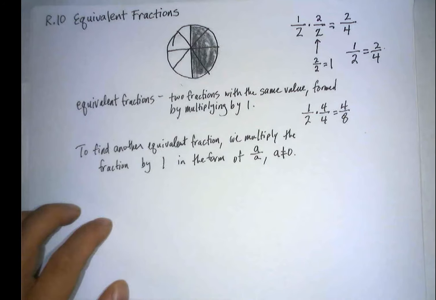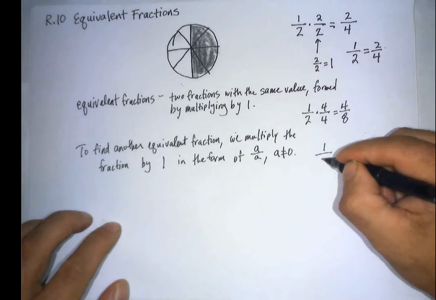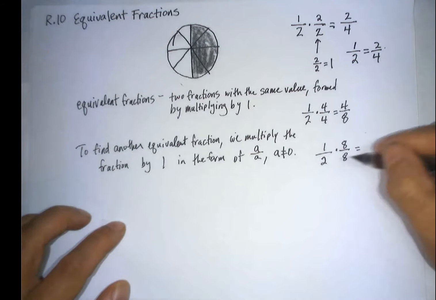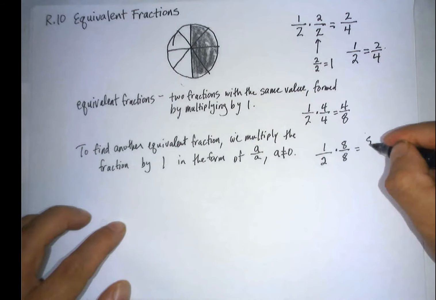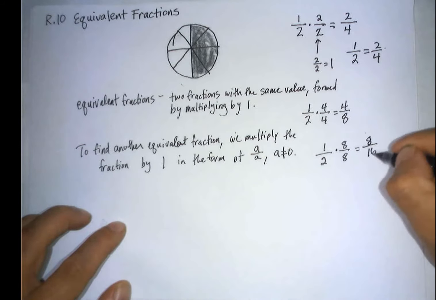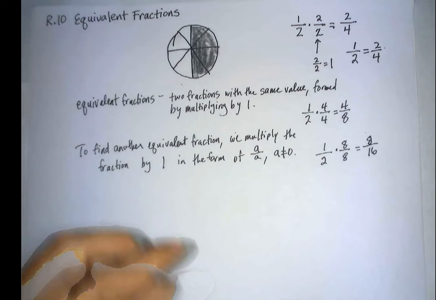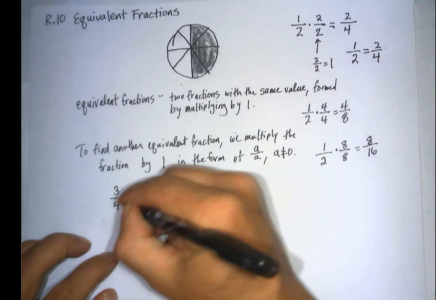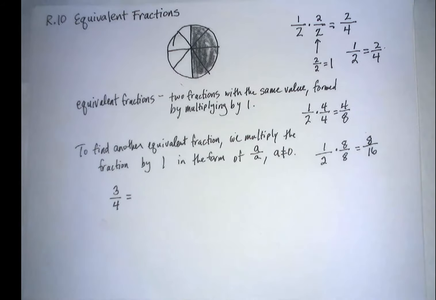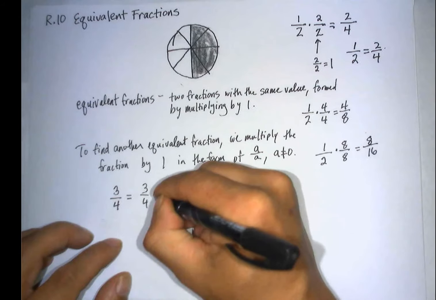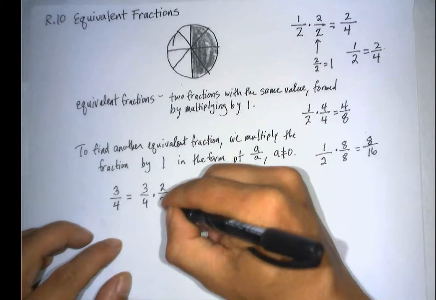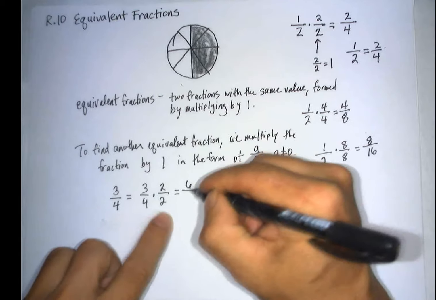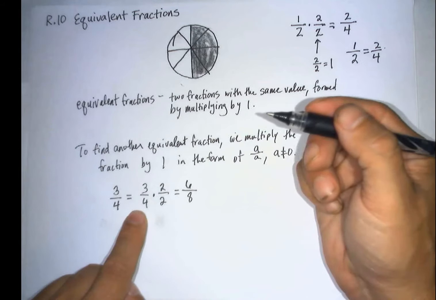Okay, so in other words, maybe I want to divide it again. What if I want 16 equal pieces of pizza? Well, 1 times 8 is 8, and 2 times 8 is 16. Okay. So these are all equivalent fractions. Let's look at 3/4. What's another equivalent fraction of 3/4? Well, we could take 3/4 and multiply it by 2 over 2, which is 1. And 3 times 2 is 6. And 4 times 2 is 8. So 6/8 and 3/4 are the same.